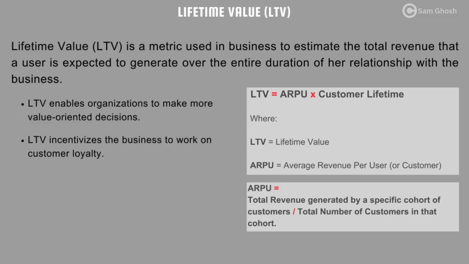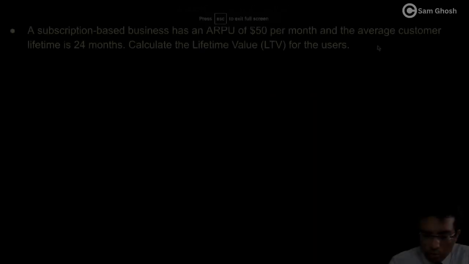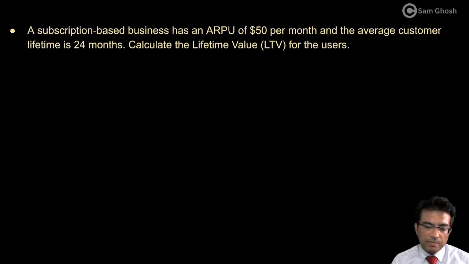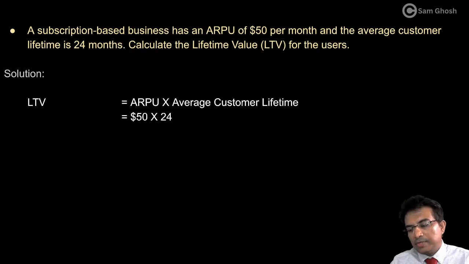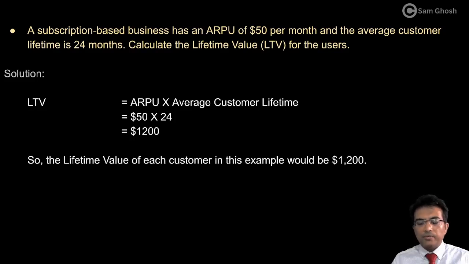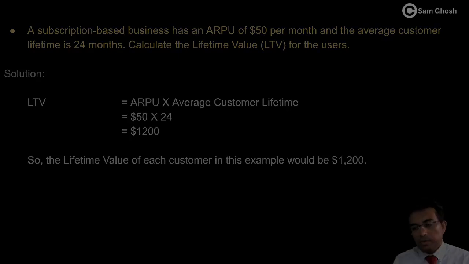Let us understand this with an example. So we are dealing with this problem here. A subscription-based business has an ARPU of $50 per month and the average customer lifetime is 24 months. Calculate the lifetime value for the users. Now, we know that lifetime value equals ARPU multiplied by average customer lifetime. So we have ARPU of $50 per month and the lifetime is 24 months. So that gives you $1,200. Very straightforward. So the lifetime value for each customer in this example would be $1,200.